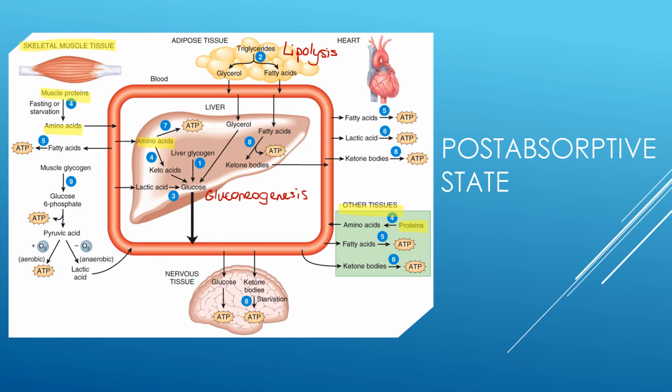So we get small amounts of breakdown of proteins in skeletal muscle and other tissues that releases large amounts of amino acids, which then can be converted to glucose in the liver by gluconeogenesis. So they break down their proteins in other tissues and muscle, send it through the blood to the liver, where the hepatocytes in the liver are going to convert those amino acids into glucose.